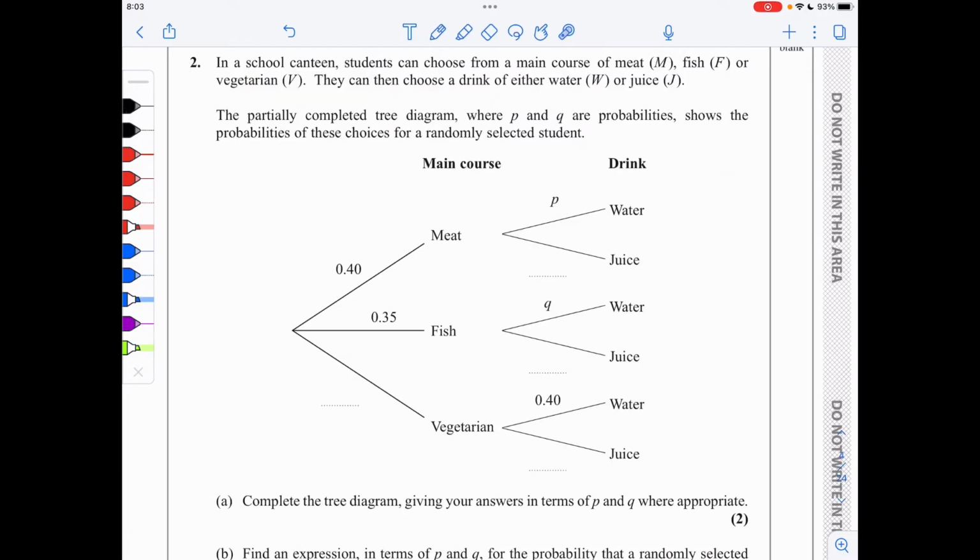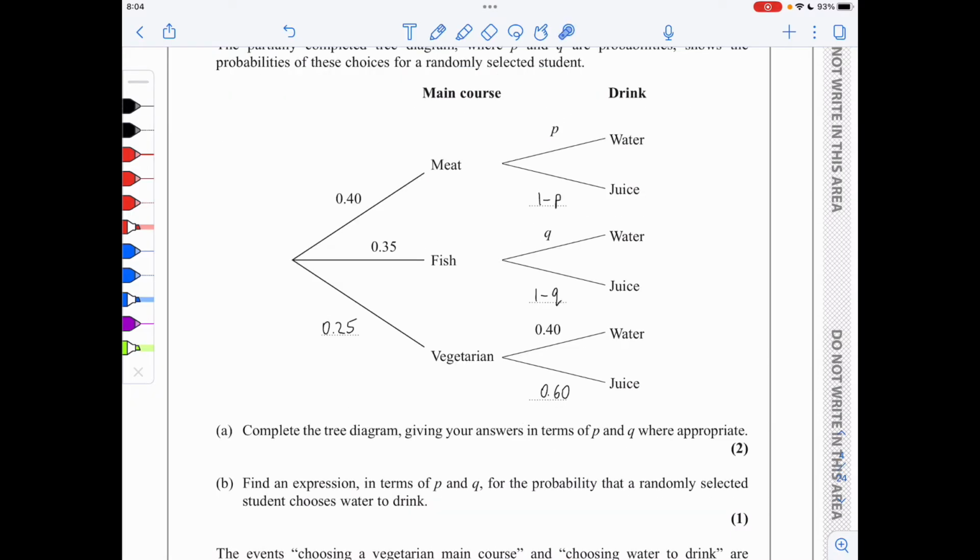In question 2, we're given a tree diagram with 3 options for a main course and then 2 options for a drink. In part A, we need to complete the tree diagram. We know the probabilities need to add up to 1 for each set of branches, so this should add up to 1. So 0.4 plus 0.35 is 0.75, which makes the third probability 0.25. And then for this branch here, we've got P, the probability of water. So 1 minus P for juice, then 1 minus Q for juice, and then 0.60 for juice in the final branch.